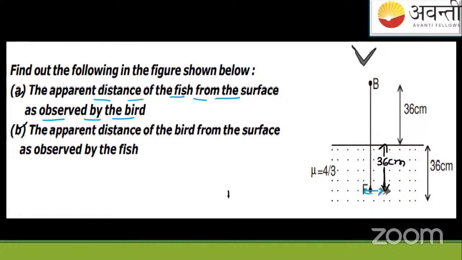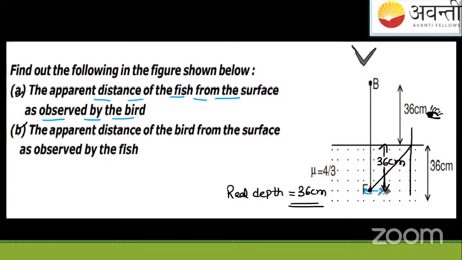Real depth, 36 centimeter. Okay, and apparent depth is how much? This is the real depth. Apparent distance we need to find. So suppose the fish is here. Suppose students, the ray is going like this, and suppose this is the bird's eye.